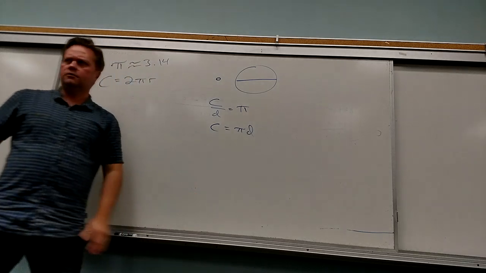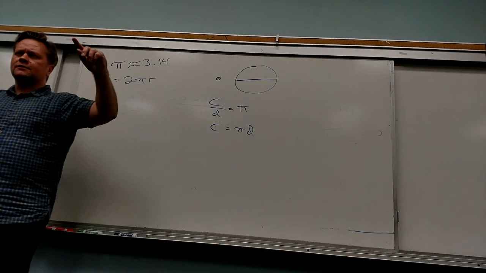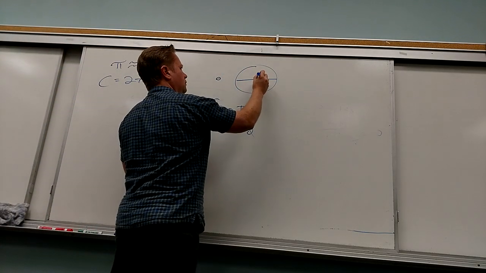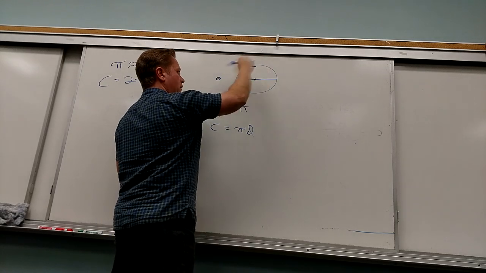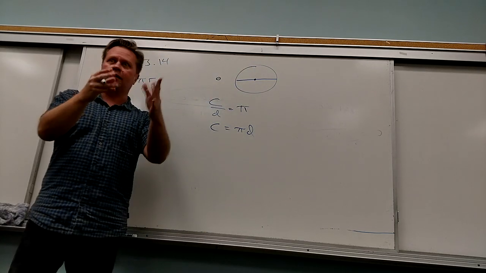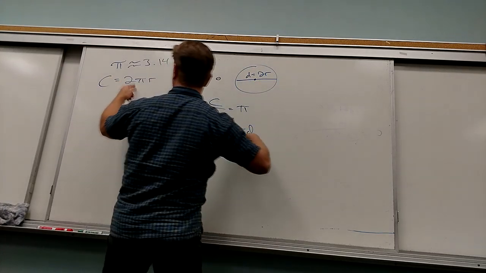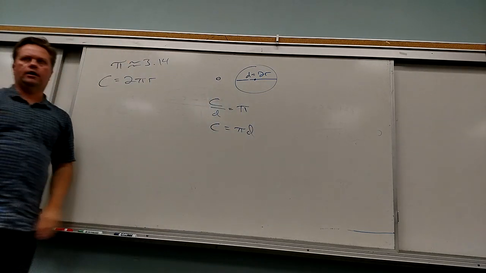And that's where this formula came from. Does that look familiar at all? And of course, what's the diameter related to the radius? How big is the radius compared to the diameter? Halfway. So the diameter is twice the radius. That's where 2 pi r comes from. Replace d with 2r, and you get 2 pi r.